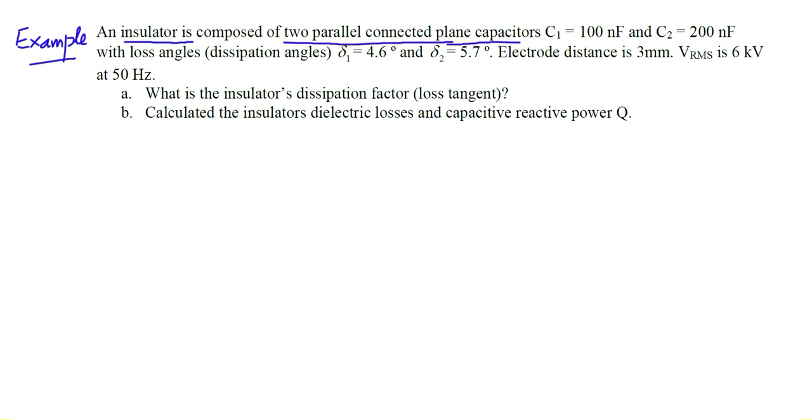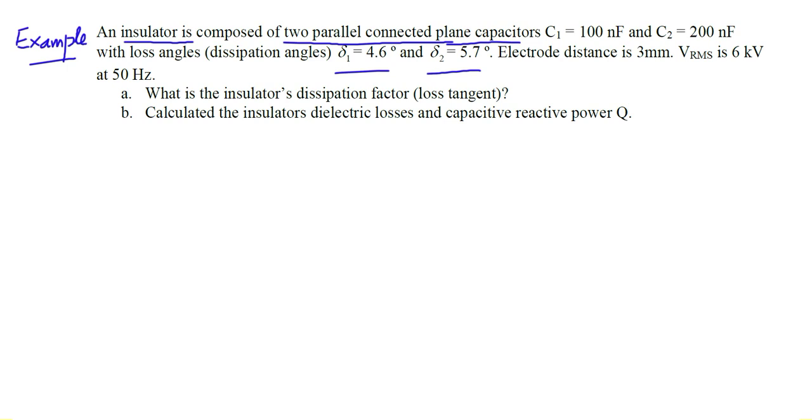capacitors. Okay, and the capacitance values for both of these capacitors are given: C1 100 nanofarad, C2 200 nanofarad, and their loss angles delta 1 and delta 2 are given.